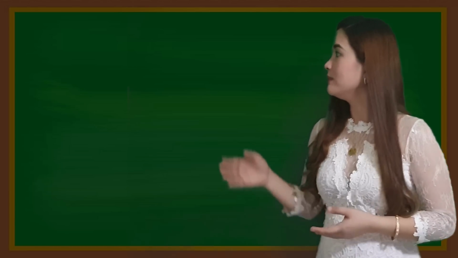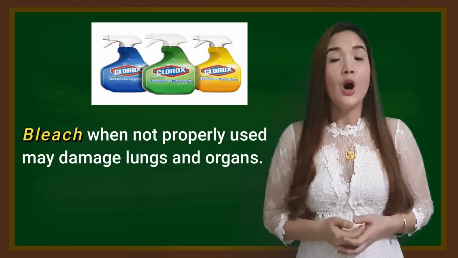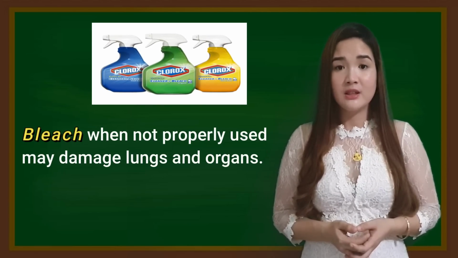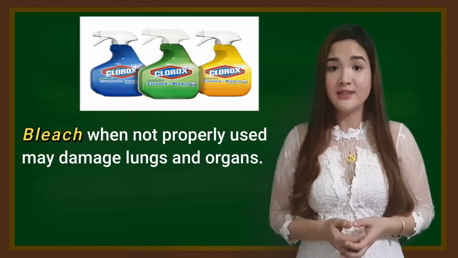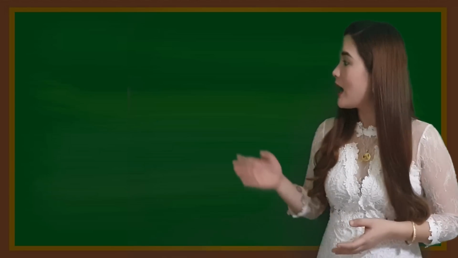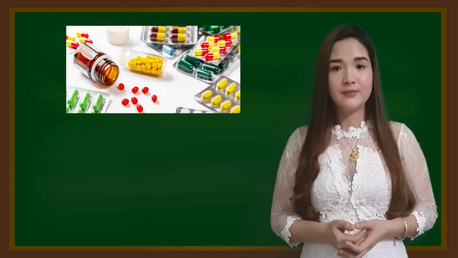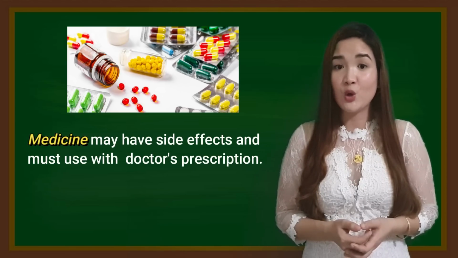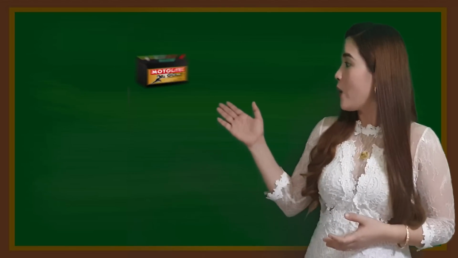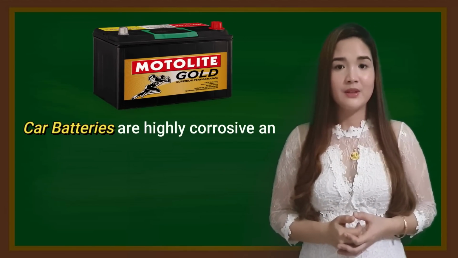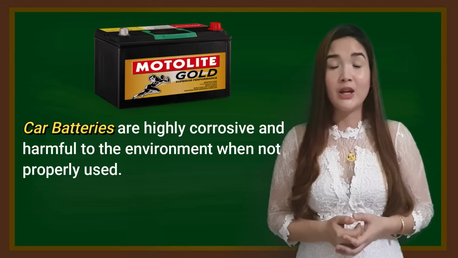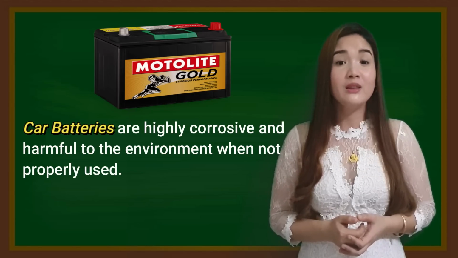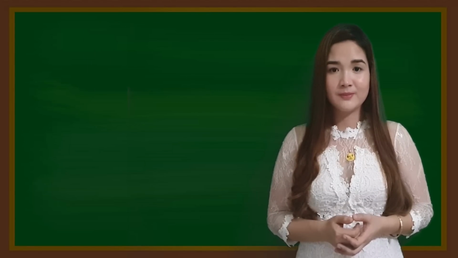Example, bleach. When not properly used, it may damage lungs and organs. Medicine may have side effects and must be used with a doctor's prescription. While car batteries are highly corrosive and harmful to the environment when not properly used.